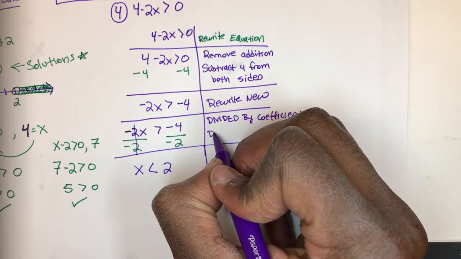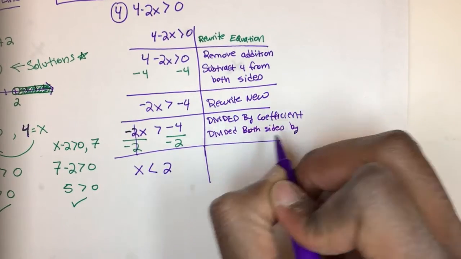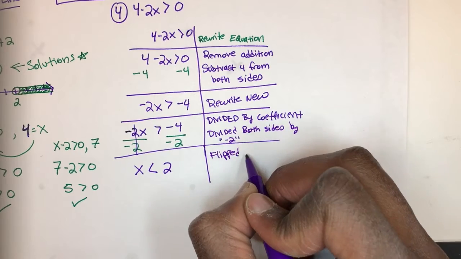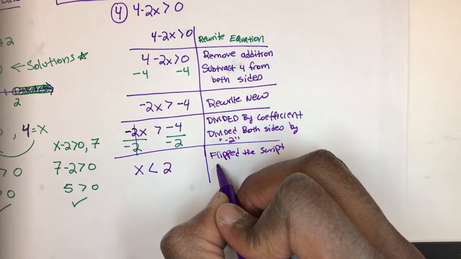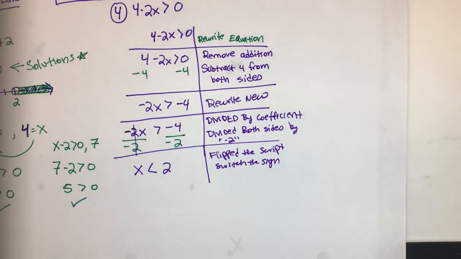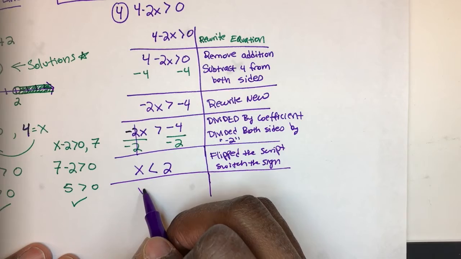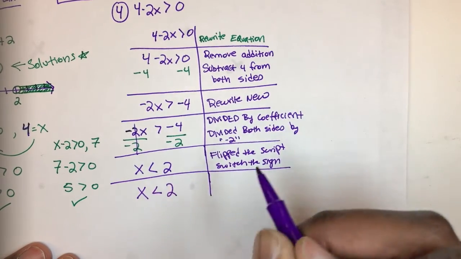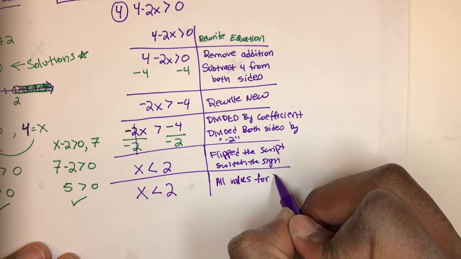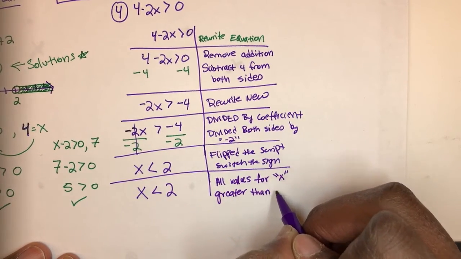I divided both sides by negative 2. And over here, I flip the script. Switch the sign. Why did I do that? Because I divided by a negative number. So my solution set is all the values for x that are greater than 2. All values for x that are greater than positive 2.